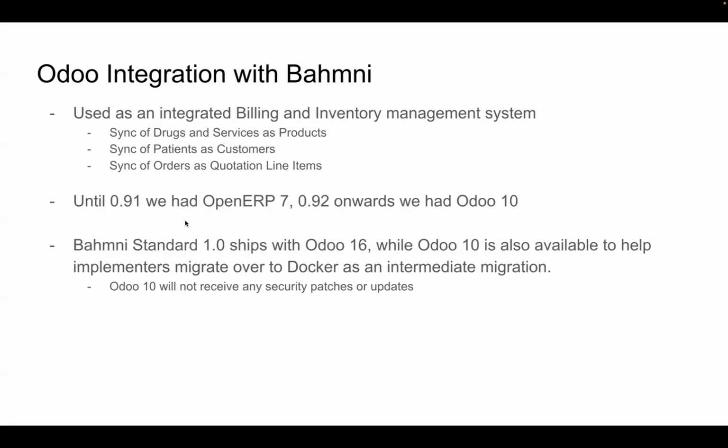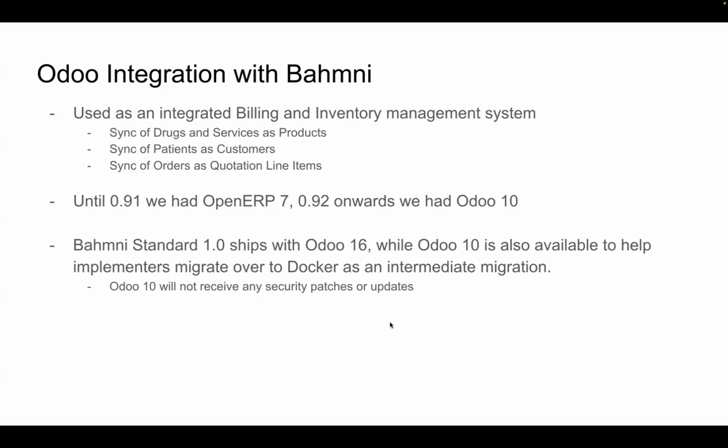And coming to the versions, until 0.91, we had OpenERP 7, and then from 0.92 until 0.93, and until now we have Odoo 10. But now as the Odoo community moves, Odoo releases new versions, we also wanted to migrate. So now with Bahmni Standard 1.0, we are going to ship with Odoo 16 as the default. So now you might be wondering, okay, so is only Odoo 16 the available version in the standard?